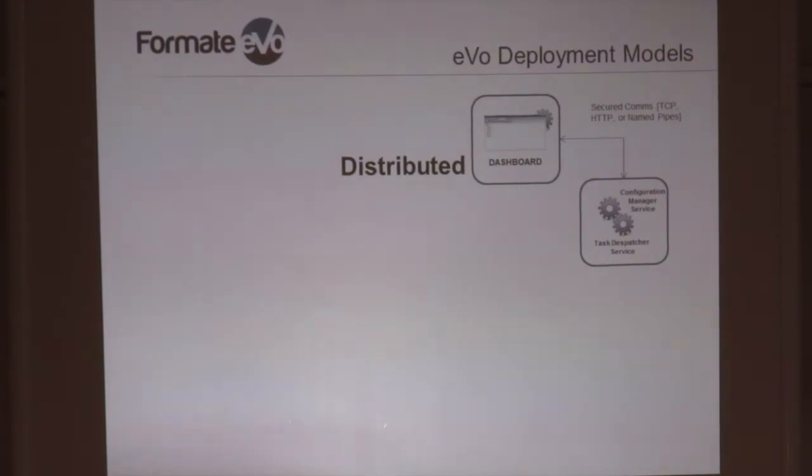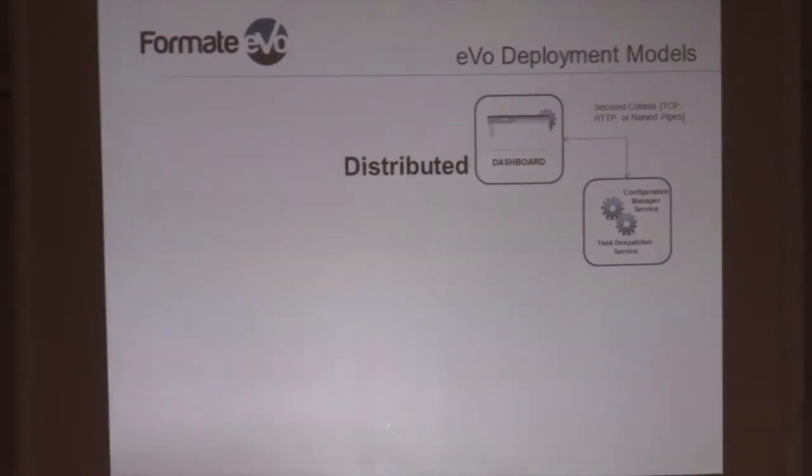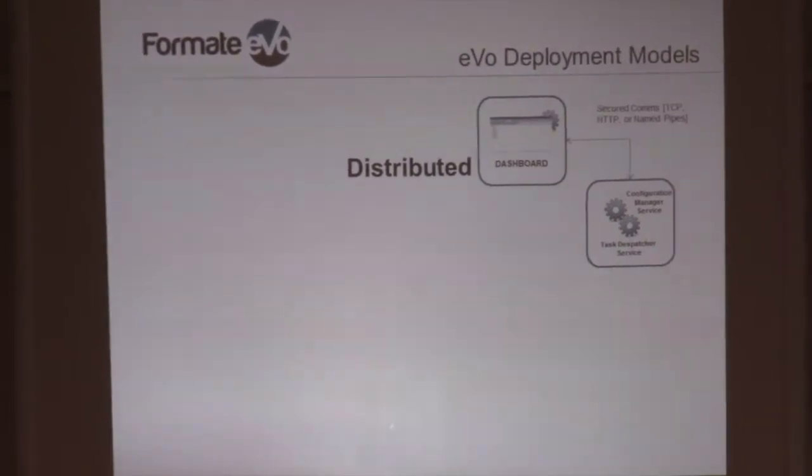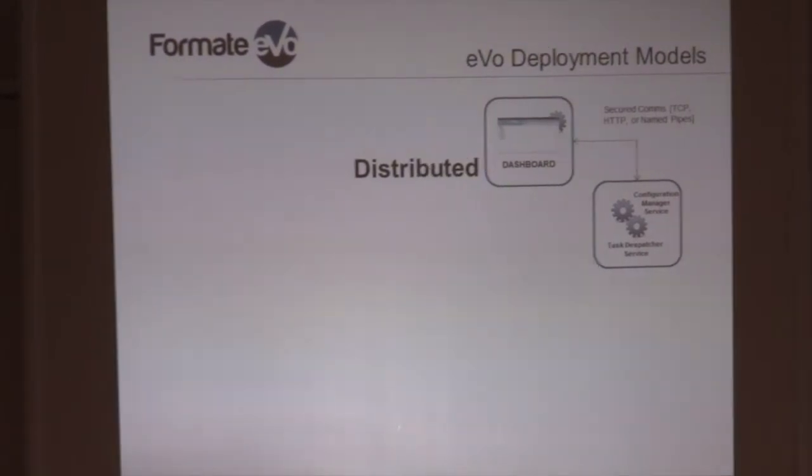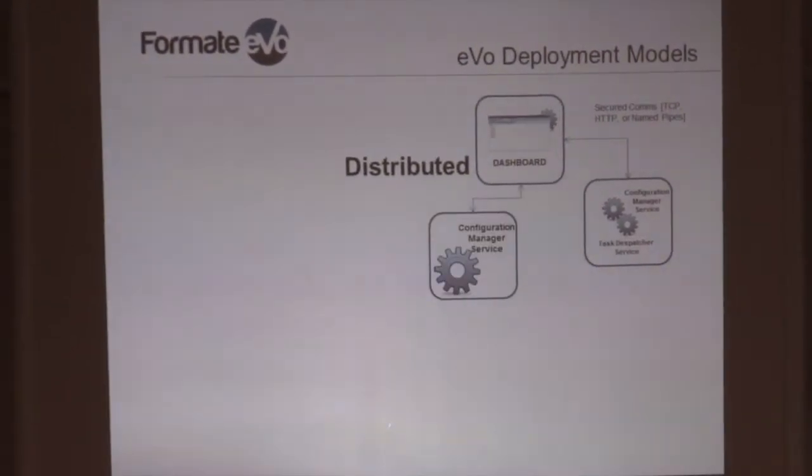And you'll notice there's a small note that says secured comms. We can go TCP, which we do on a network, HTTP if you're on different sites, so you can tunnel through using the HTTP protocol, or you've got named pipes if you're all on the same machine. Well, that's nice, but it's not particularly special.